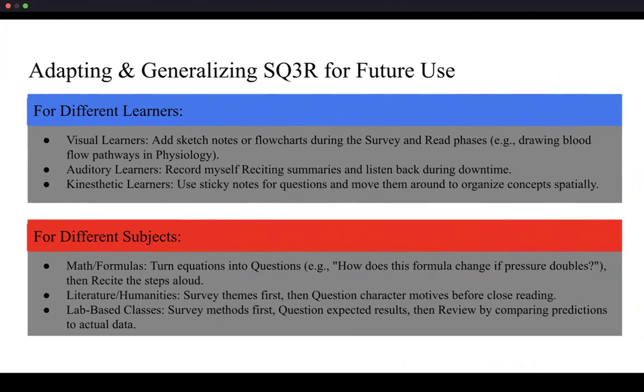So, adapting and generalizing SQ3R for future use. This framework is very versatile, allowing for discipline-specific modifications. In quantitative fields, the questioning phase might focus on application problems rather than conceptual understanding. For visual learners, incorporating graphic organizers during the review phase could enhance effectiveness. The strategy also scales well. I successfully adapted it for both brief journal articles and comprehensive textbook chapters.